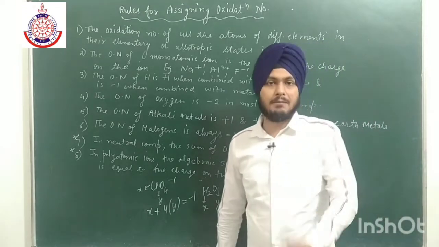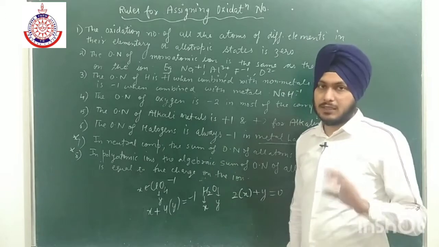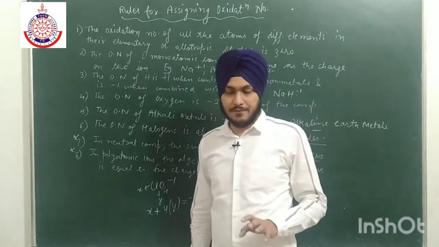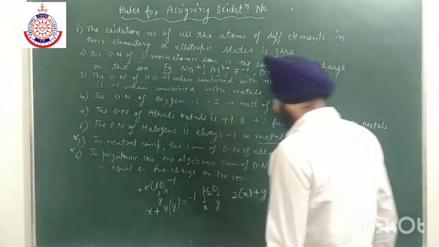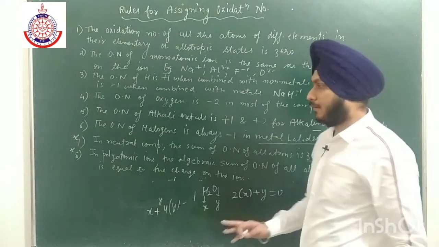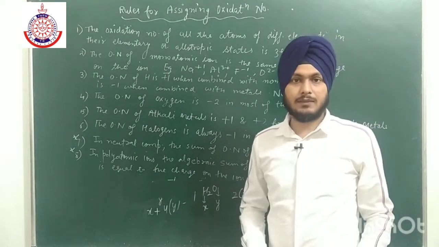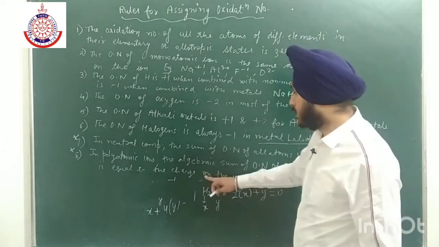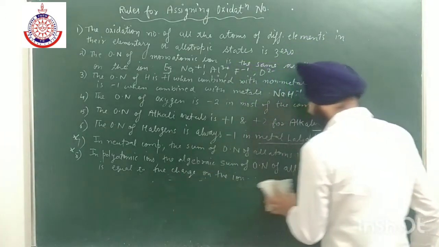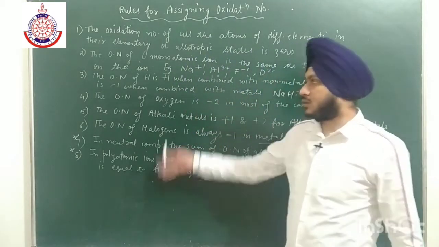There are many more rules. For example, in the case of nitrogen, the oxidation number is taken to be -3. These two rules are the most important, and we have to apply these two rules in order to determine the oxidation number. So we will discuss a lot of numericals related to all these rules.